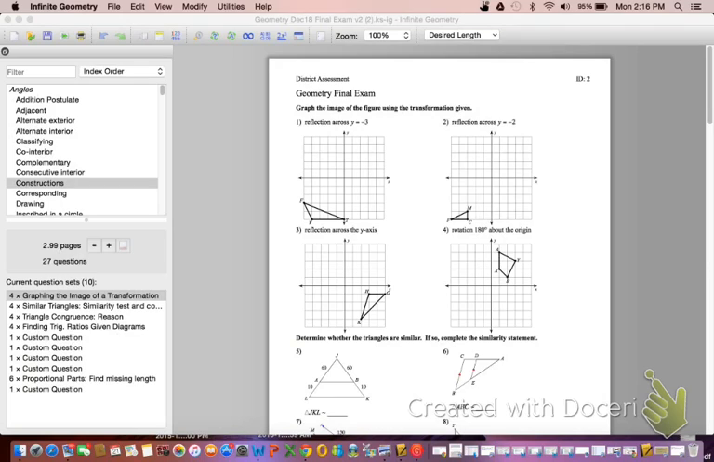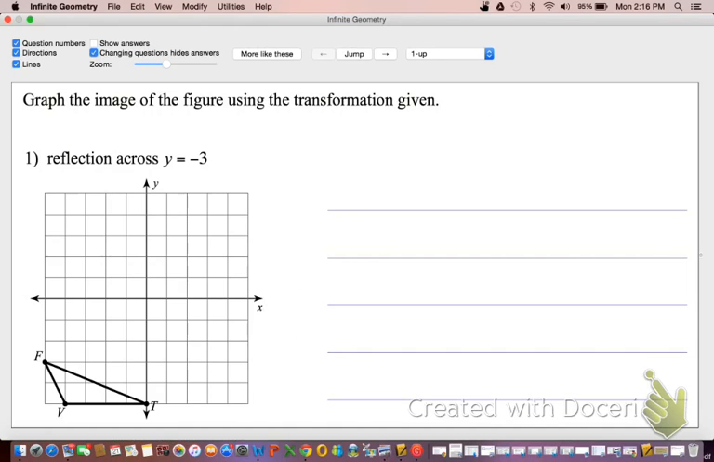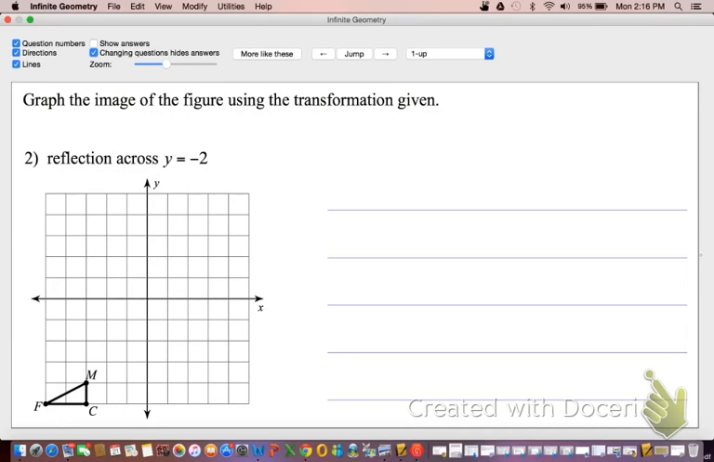Okay. Let's do this one. Okay, for this one, again, very similar, but the line's going to be right here. So we just have to go point by point. This is M. This is C. Let me make that more clear. That's M, that's C, and where does F go?